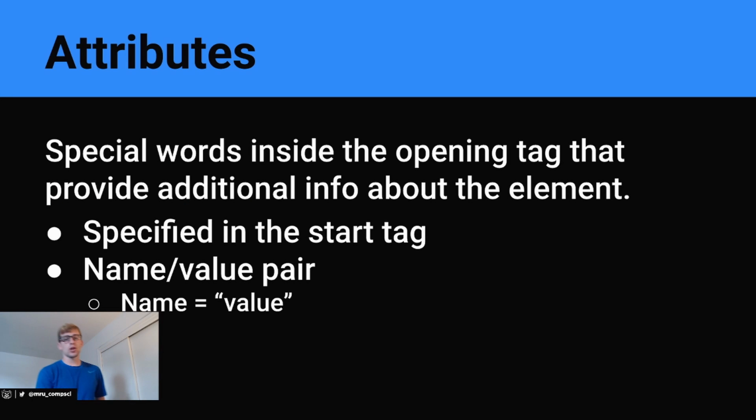Attributes. They are what is next. So attributes are special words inside the opening tag that provide additional info about the element. They are only specified in your opening tag. You do not put attributes in your closing tag. And they come in a name/value pair. So you have the name of the attribute and you set it equal to a specific value. Like maybe color equals blue.